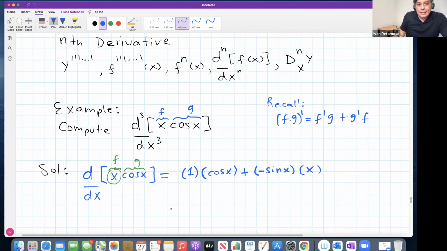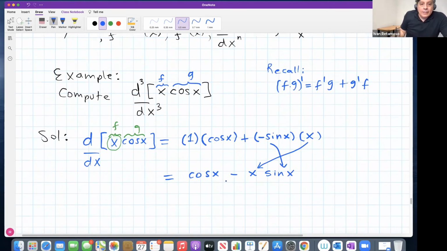The first derivative is equal to cosine of x minus, let's follow the agreement, simple functions up front, complicated ones following. So x sine of x there. Very good. This is the first derivative, right?